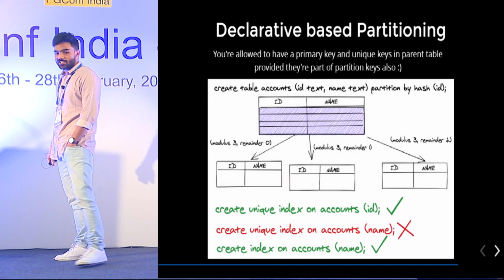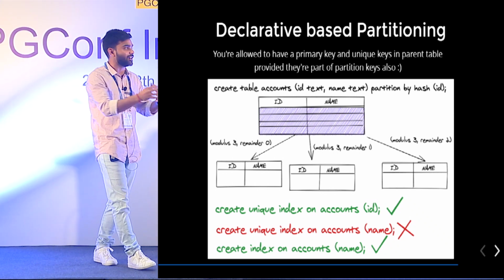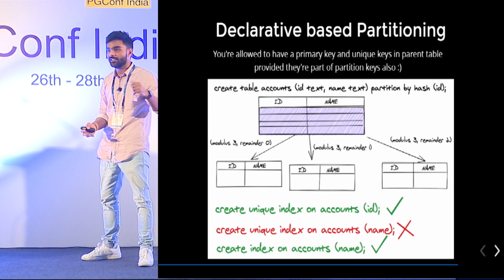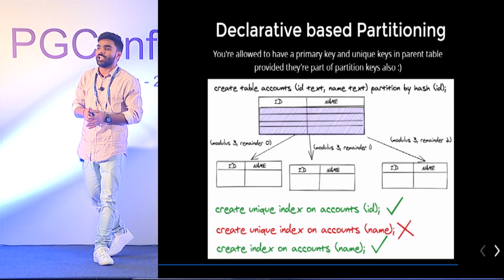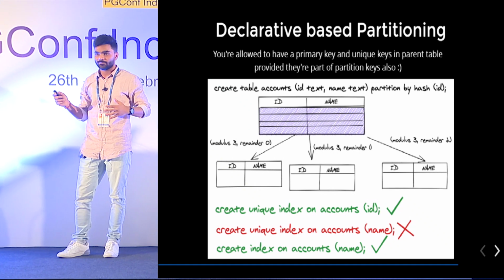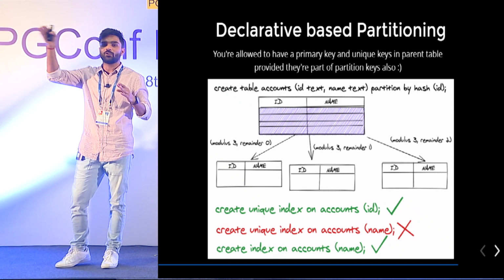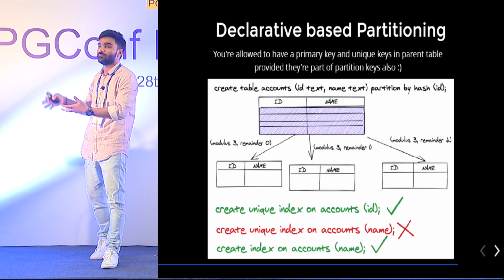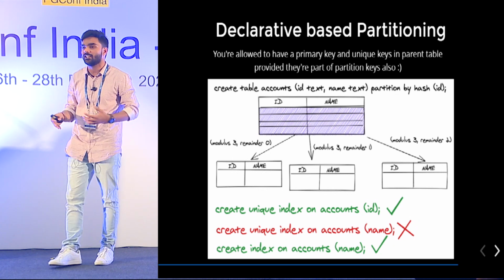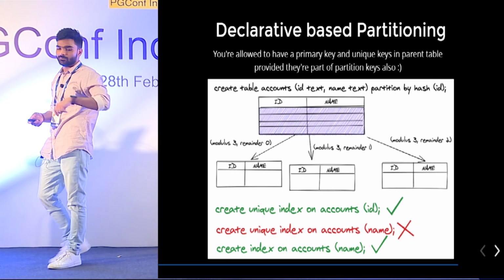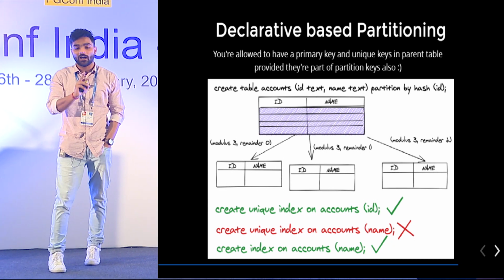In declarative-based partitioning, you are allowed to have a primary key and unique keys, but those keys have to be part of your partition key also, right? What that would mean is that if you are partitioning by your ID column, you cannot have a unique index on the name column. You have to have a unique index on the ID column itself. If you want a unique index on the name column, partition by the name column. This create unique index command would fail in case you have partitioned on the ID column, as specified in the diagram. And the diagram also specifies how you do hash-based partitioning.